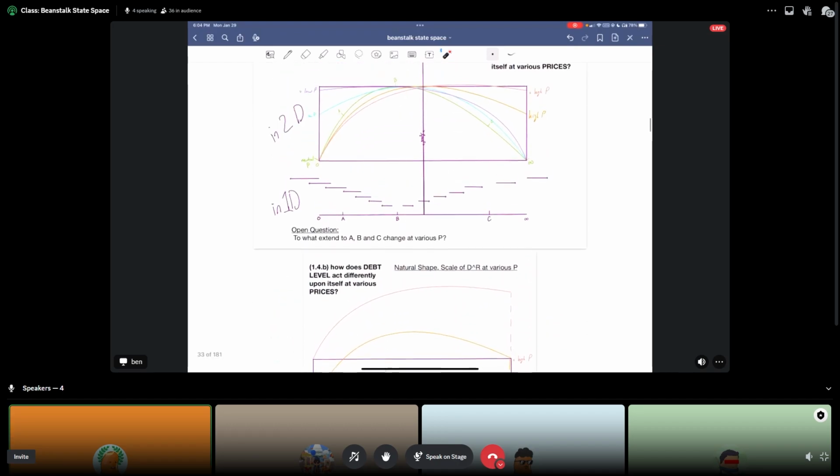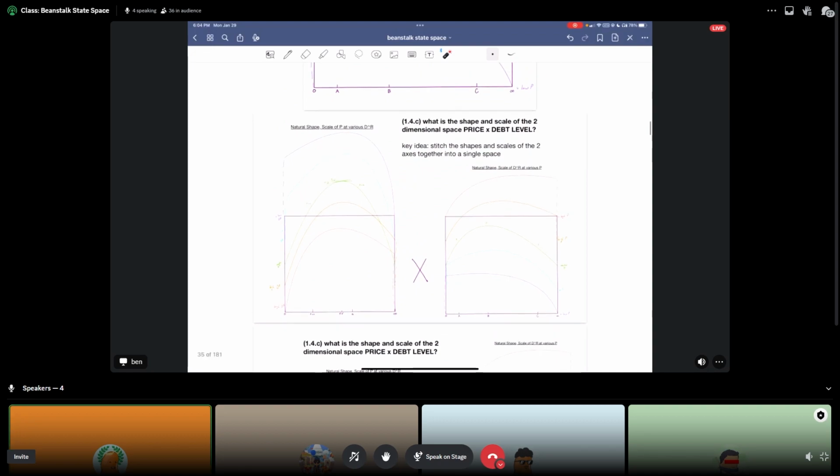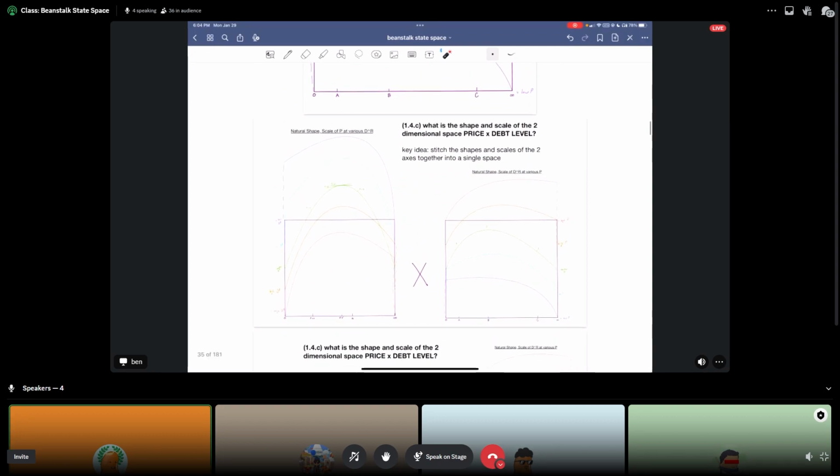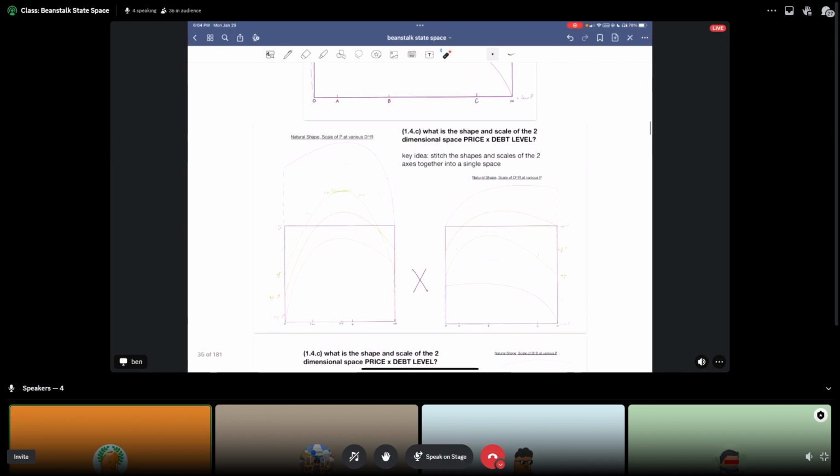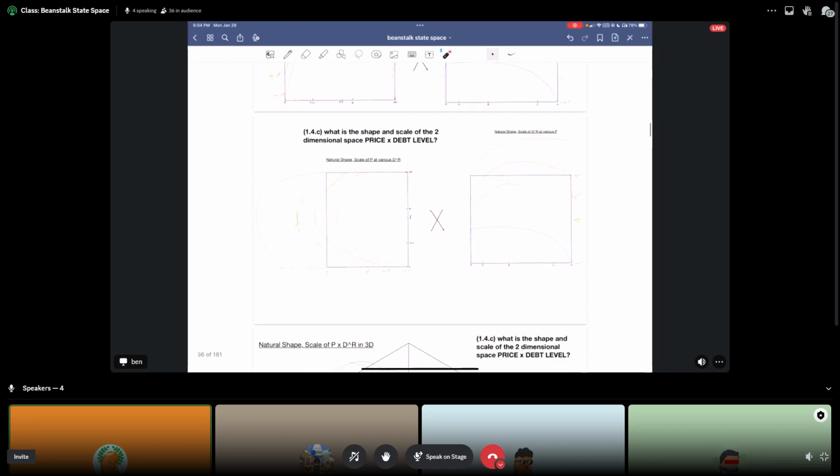So now the question is, we have these two spaces. Can we stitch them together to understand the two-dimensional space? We have these two spaces, but the problem is that their axes don't align. Here we have price, here we have debt level, here we have price, here we have debt level. So what are we going to do? We've got to rotate one. So we rotate, and now you can see low debt level, high debt level, low price, high price. Voila!